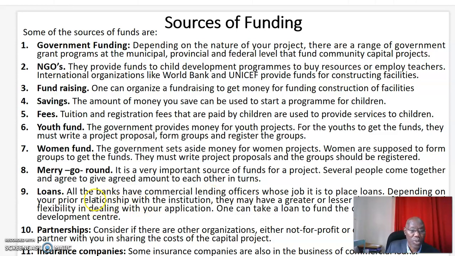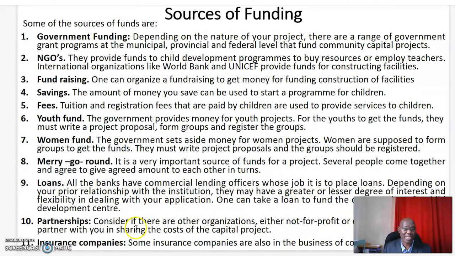Loans. All the banks have commercial lending officers whose job is to provide loans. So depending on your prior relationship with the institution, they may have a greater or lesser degree of interest and flexibility in dealing with your application. So one can obtain a loan from a bank.